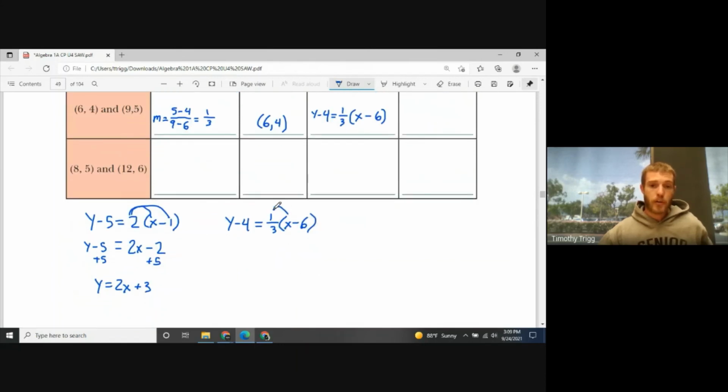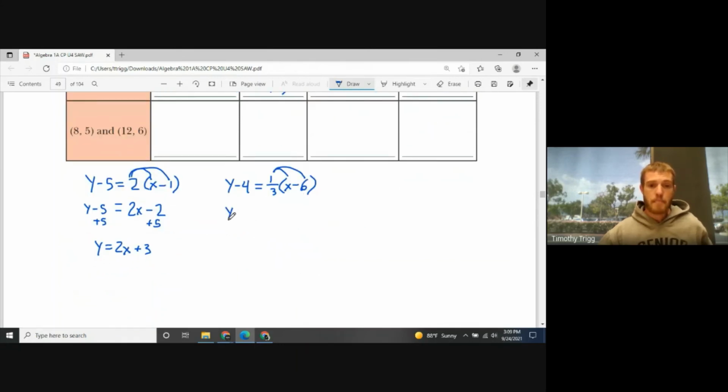First, distribute the 1/3. So that'll be y minus 4 equals 1/3 x minus, so 1/3 times 6. What's that going to be? Maybe to the side, I'm going to do a little bit of work here. 1/3 times 6 over 1. Multiply the numerators. 1 times 6 is 6. Multiply the denominators. 3 times 1 is 3. 6 divided by 3 is 2. Okay, so 1/3 times 6 is 2.